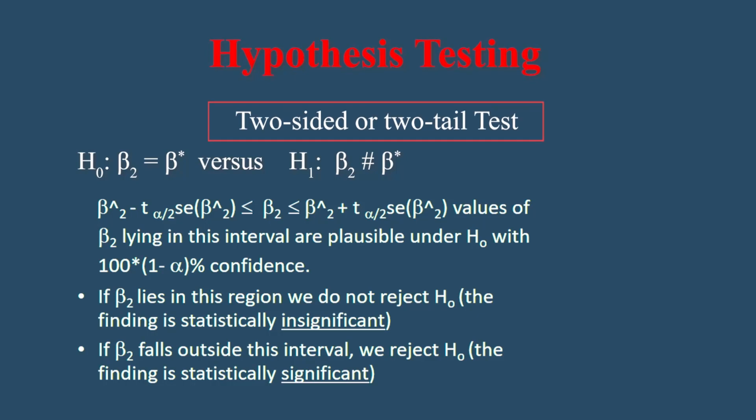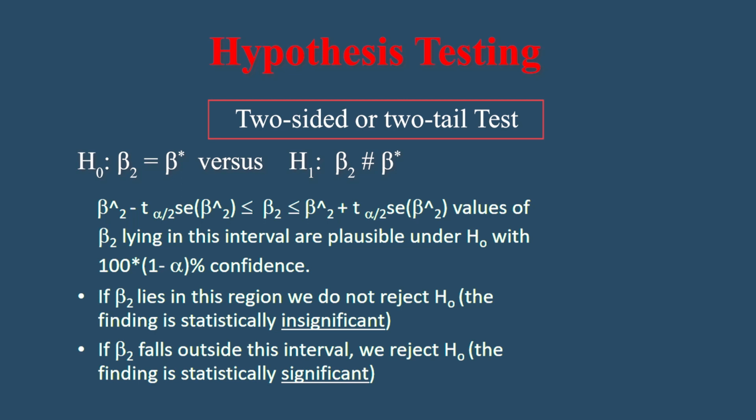It is said that if the beta 2 lies in this region, which means that it is lying within the lower bound and the upper bound, then the finding is statistically insignificant, which means that we are accepting the null hypothesis. But if it is outside this interval, either on the extreme corners, as it is seen, less than minus alpha by 2 or more than plus alpha by 2, then the alternative hypothesis is being accepted.